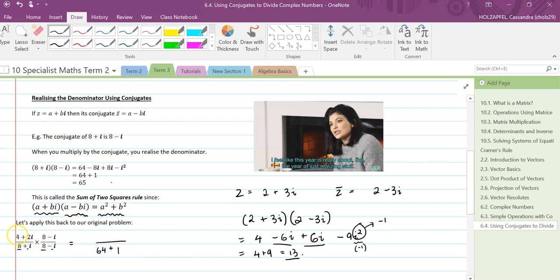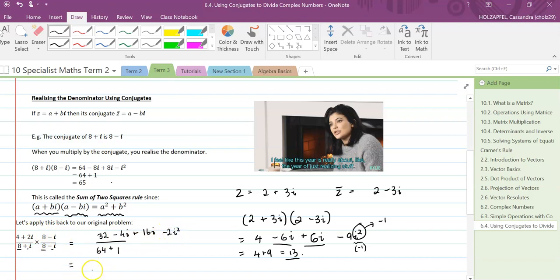Then we're going to use the distributive law here. So 4 times 8 is 32. 4 times negative i is minus 4i. 2i times 8 is positive 16i. And then 2i times negative i is going to make negative 2i squared.